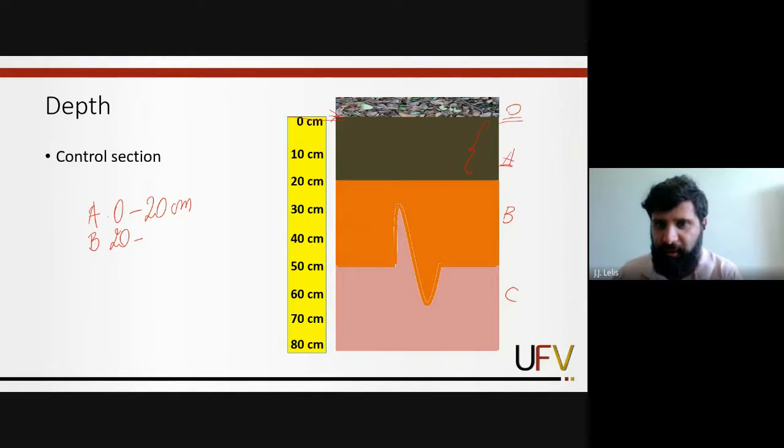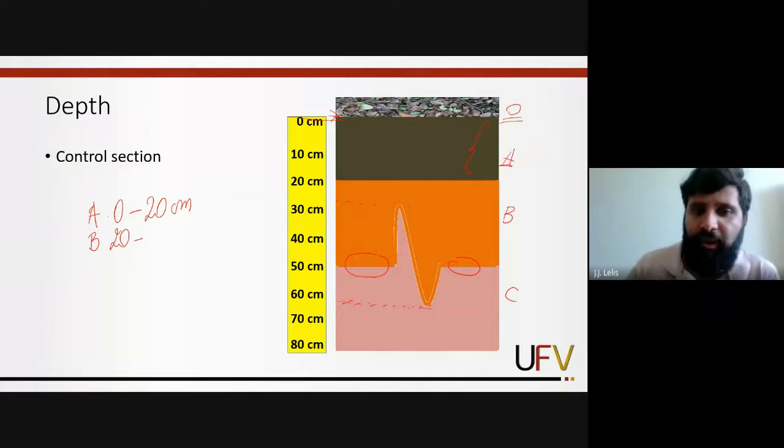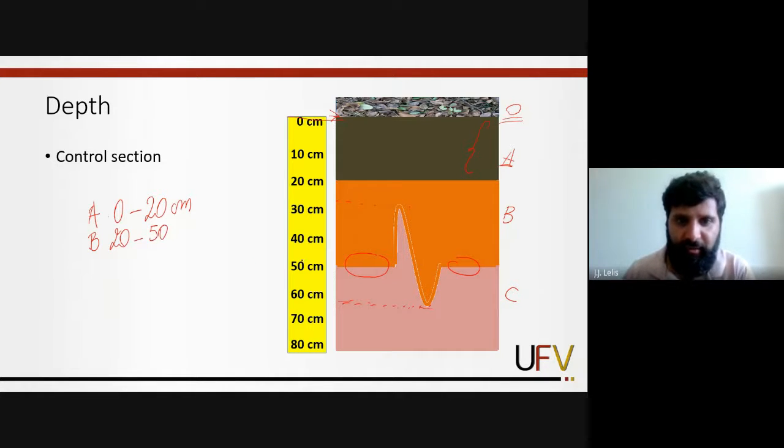We can see that it ends here, like 13 centimeters, but we also can see the B horizon here, like 65 centimeters, something like that. So we can see a change here, and a change here, and also a change in the majority of the transitional zone. So we should say that the B horizon starts at 20 centimeters and finishes at 50 centimeters.